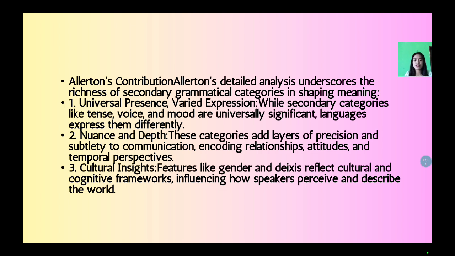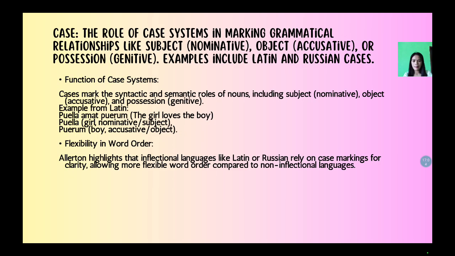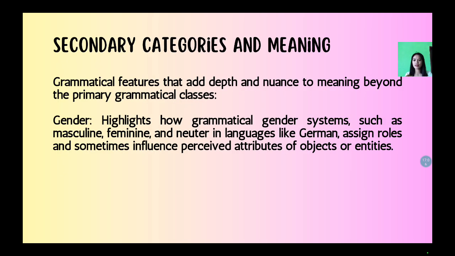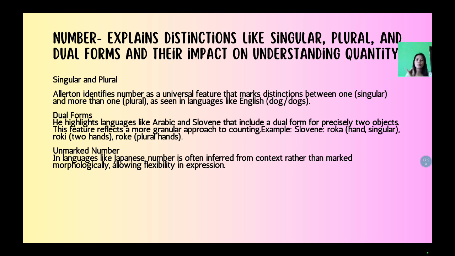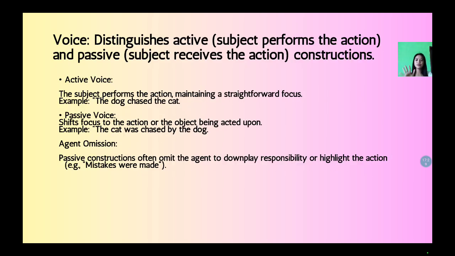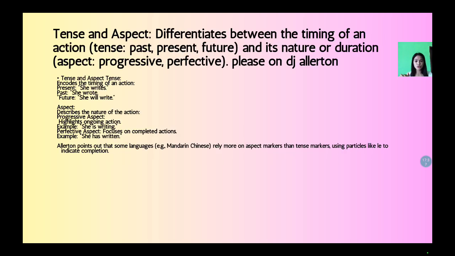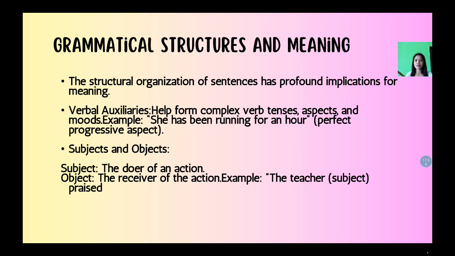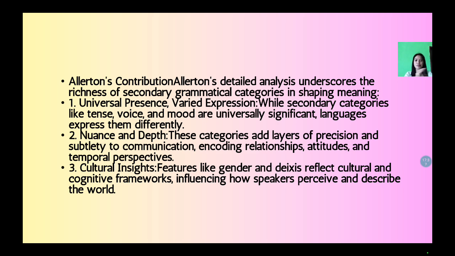First is the universal presence in secondary categories and meaning. First, we highlight the grammatical features that add depth and nuance to meaning beyond the primary grammatical classes, which are gender, number, lexis and person, case, and voice, and mode, tense and aspects. So that is the tense and aspect. Now let's proceed.